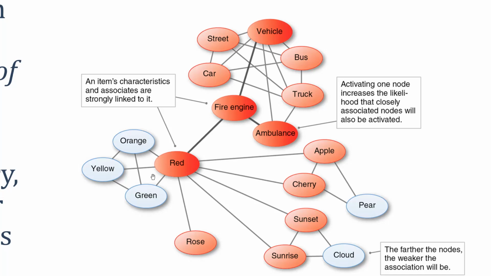There will be a different strength of connection between every concept that's related. This is obviously a very simplistic diagram, because there would be thousands of things linked to the color red, and thousands of things linked to the concept of vehicle, for instance. But this is the idea.